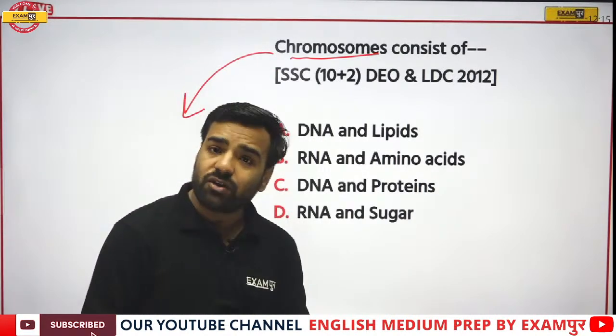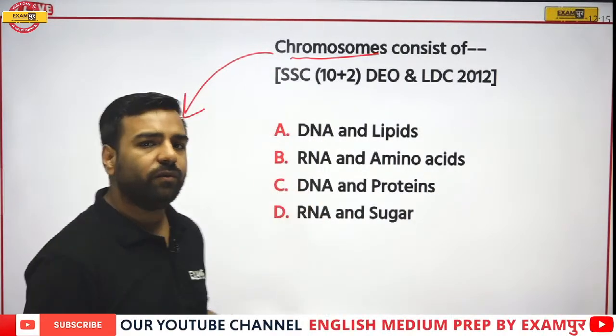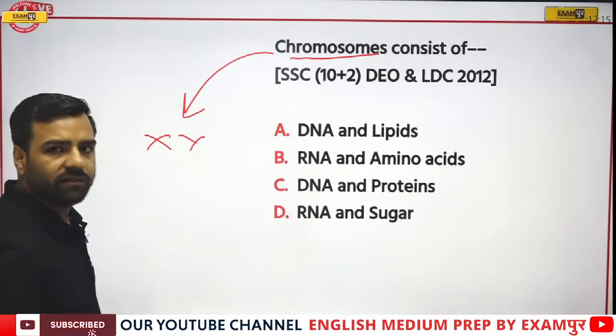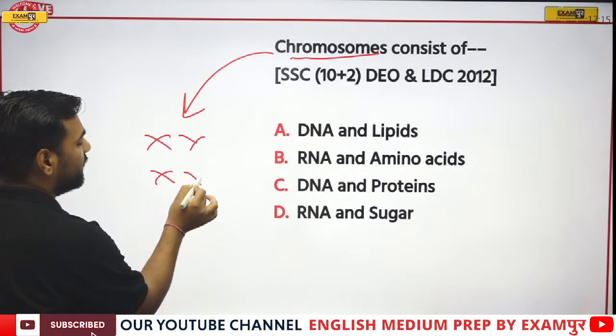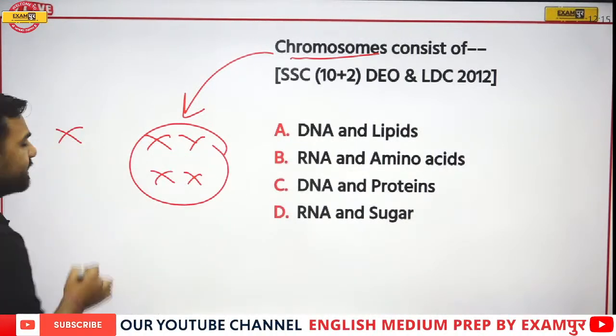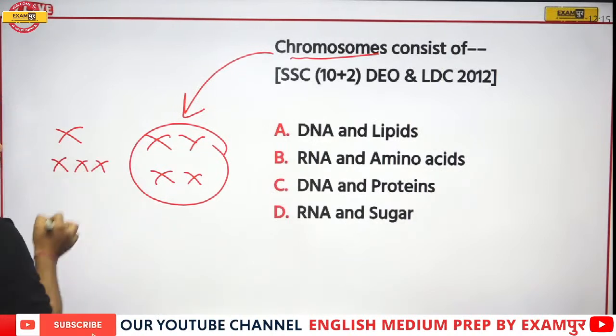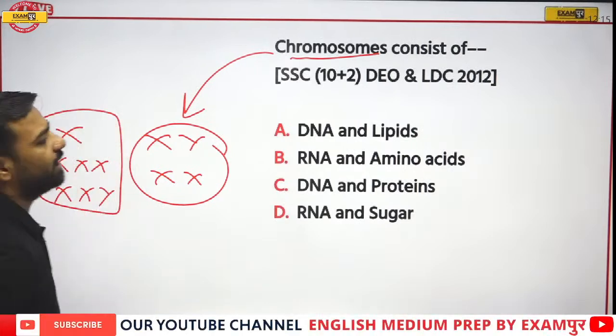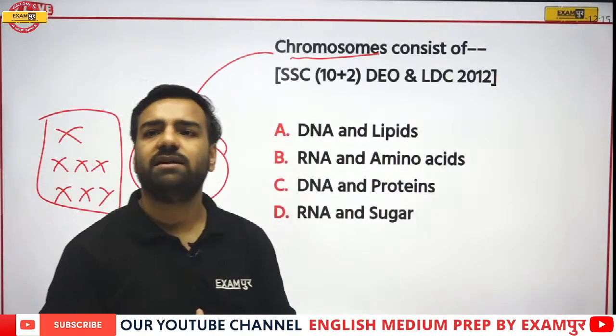Correct? I was talking in the starting itself that if there is any male, there would be XY. If there is any female, there would be XX. But I'm going to tell you about the condition where there may be a single X, there may be triple X, or there may be XXY. So what are these conditions? You'll be understanding about that. Before this, I want this answer.